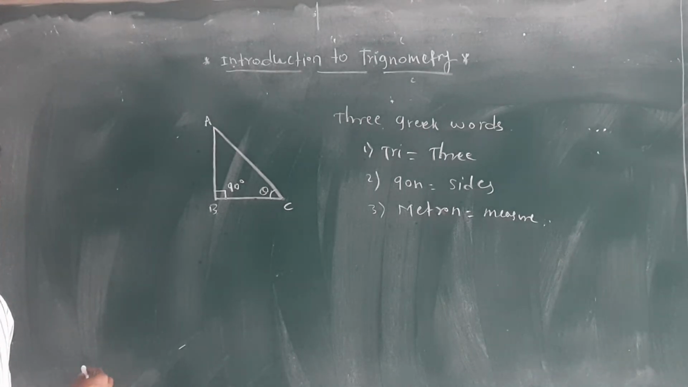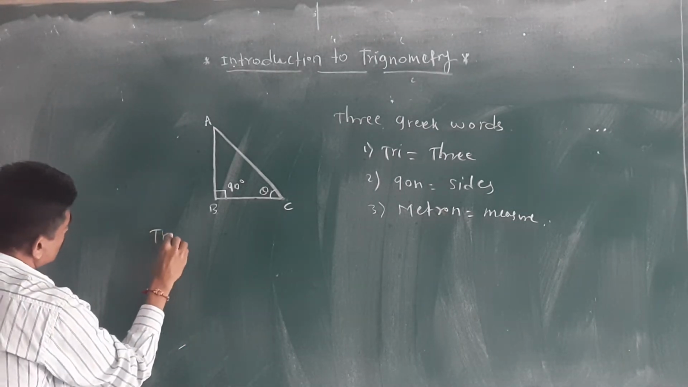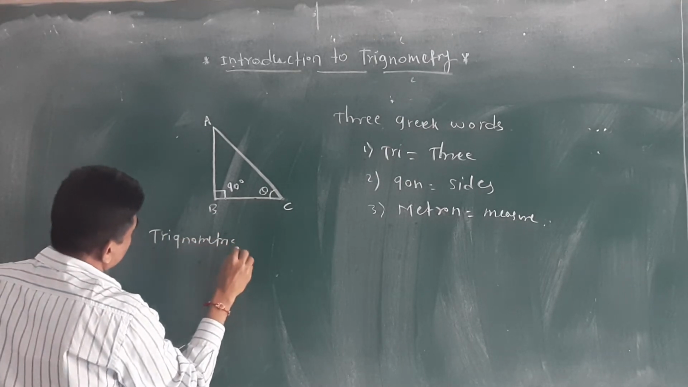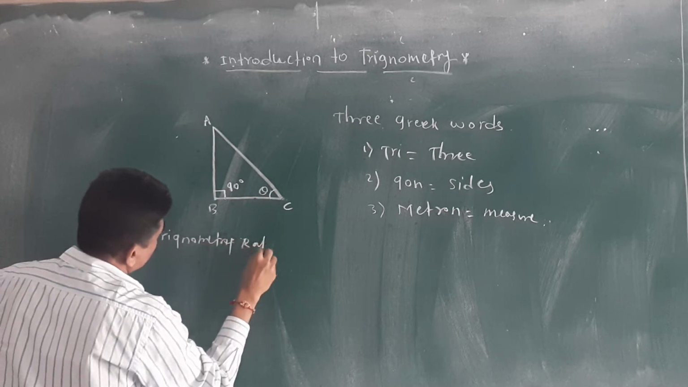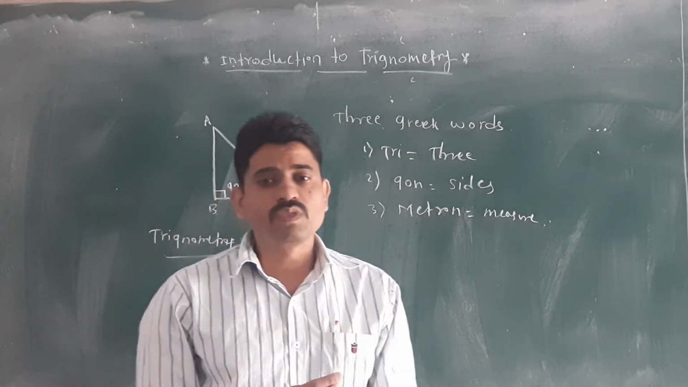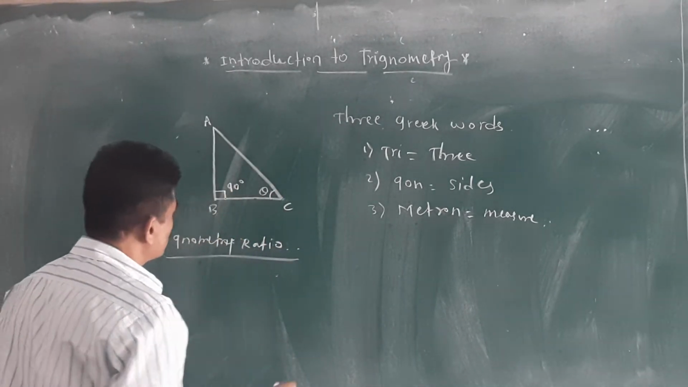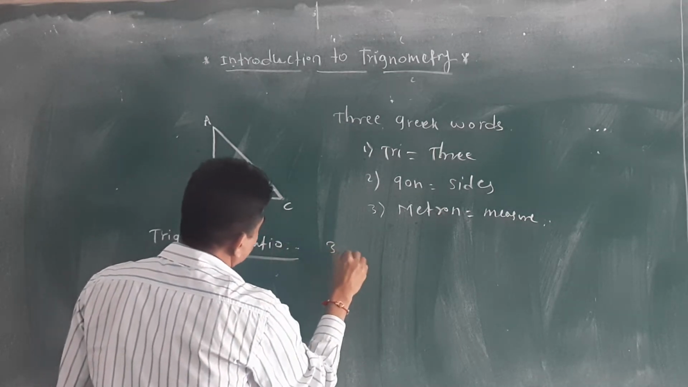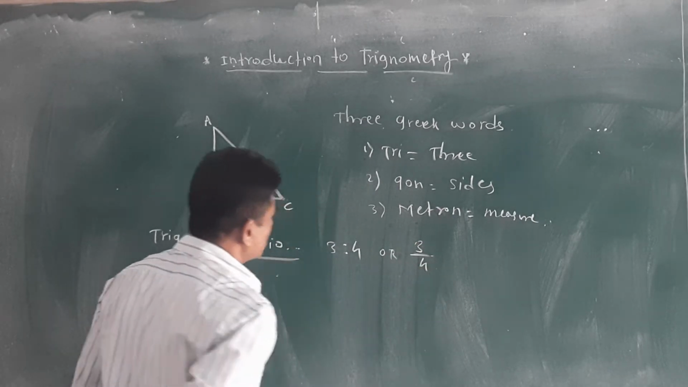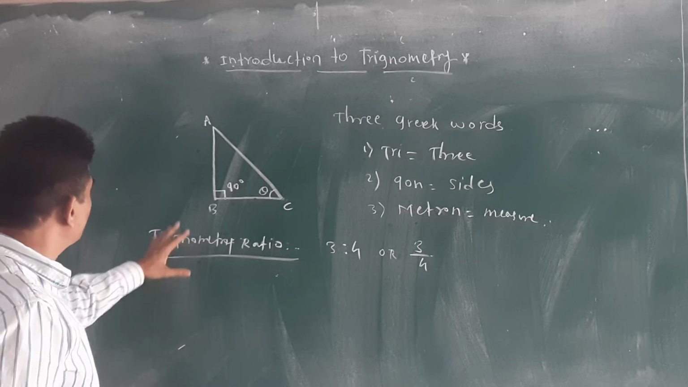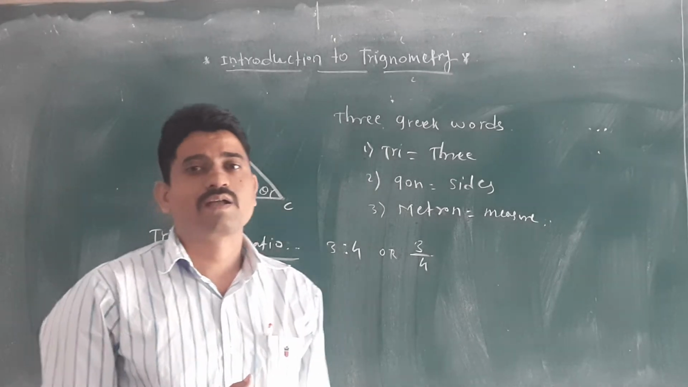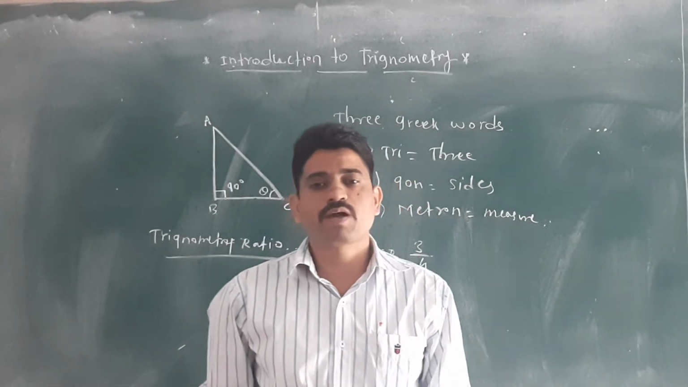Then we will see the trigonometric ratio. How to write this ratio? You know how to write the ratio in trigonometry. A trigonometric ratio is written in this way: 3 as to 4, suppose, or we can write 3 divided by 4. In this way, we want to write the value for sin theta, cos theta, and tan theta, etc. We'll see them one by one.